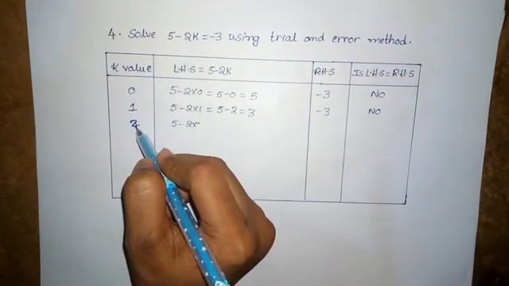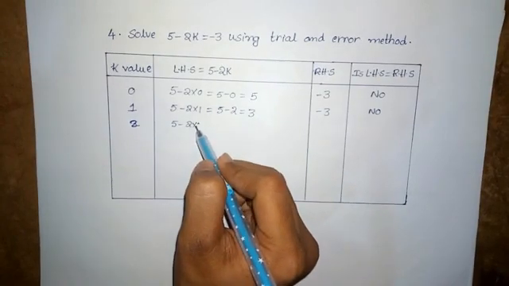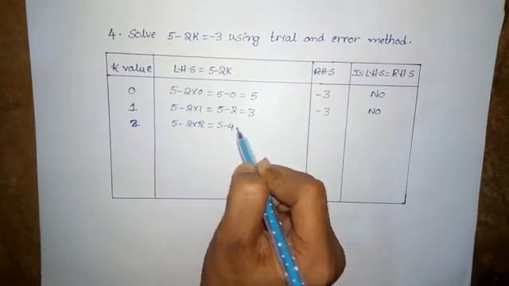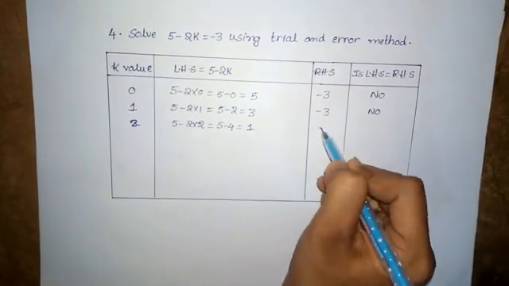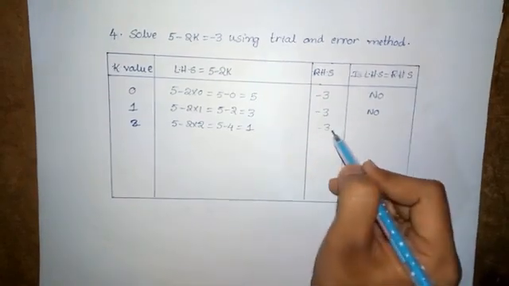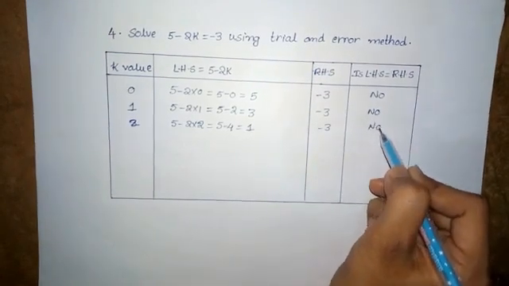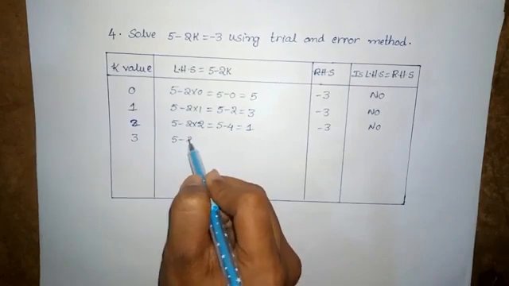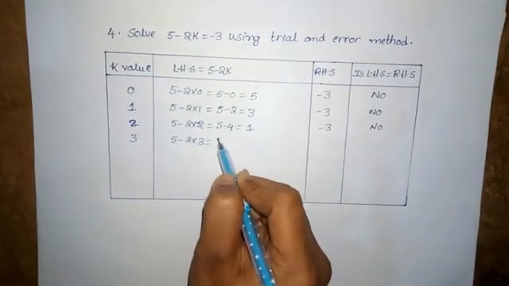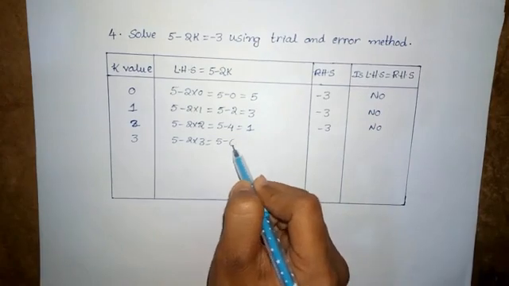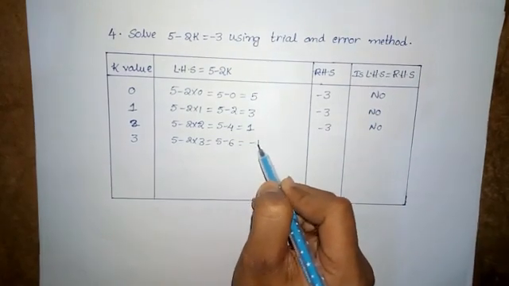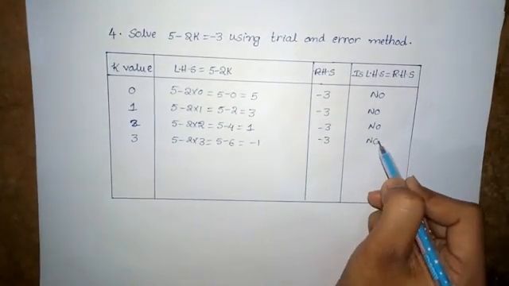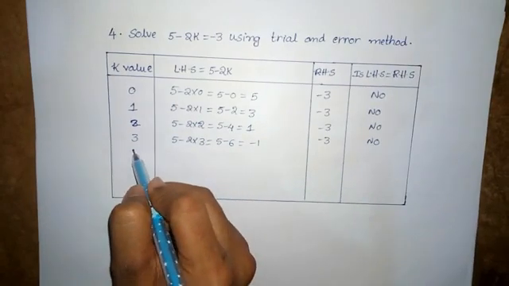Next substitute k equal to 2. So 5 minus 2 into 2 is equal to 5 minus 4, equal to 1. RHS is minus 3. So LHS equal to 1, RHS equal to minus 3. Both are not equal. So no. Next substitute k equal to 3. So 5 minus 2 into 3 becomes 6. So 5 minus 6 equal to minus 1. RHS is minus 3. So LHS and RHS are not equal. So no.